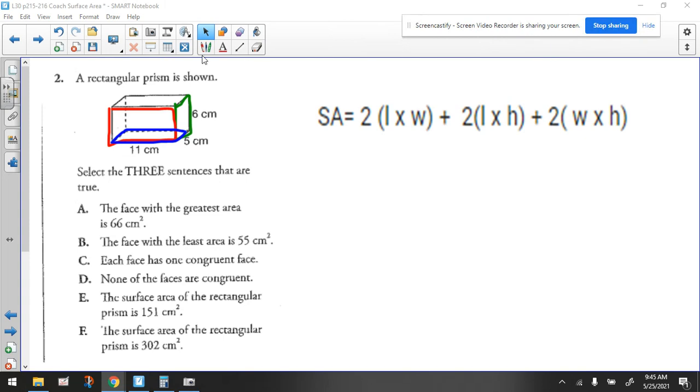Hey everybody, Miss Dietrich, we're looking at question number 2. It says a rectangular prism is shown, and they give you this. Select 3 sentences that are true. So a couple reminders before we go through the choices.